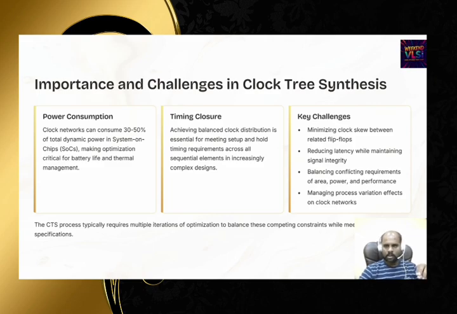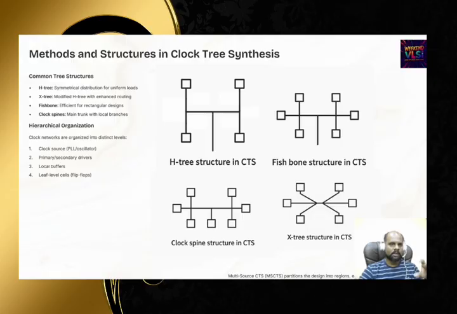Next, let us see the methods and different structures of clock tree synthesis. I have put here: H tree, X tree, fishbone, clock spines. Let's look into what they are. First is H tree. The name itself says the structure; you will see an H here. The source will be in the center of the tree, and the clock signal is split and routed in the shape of H.